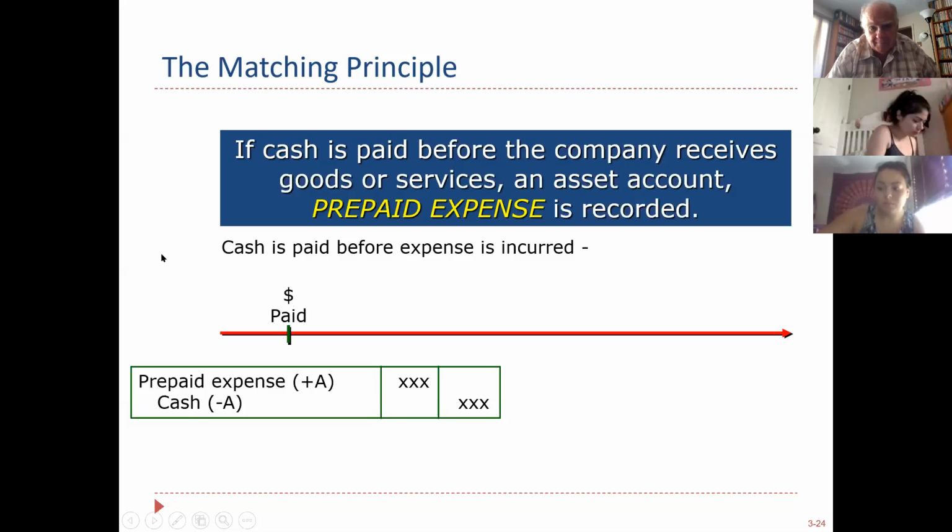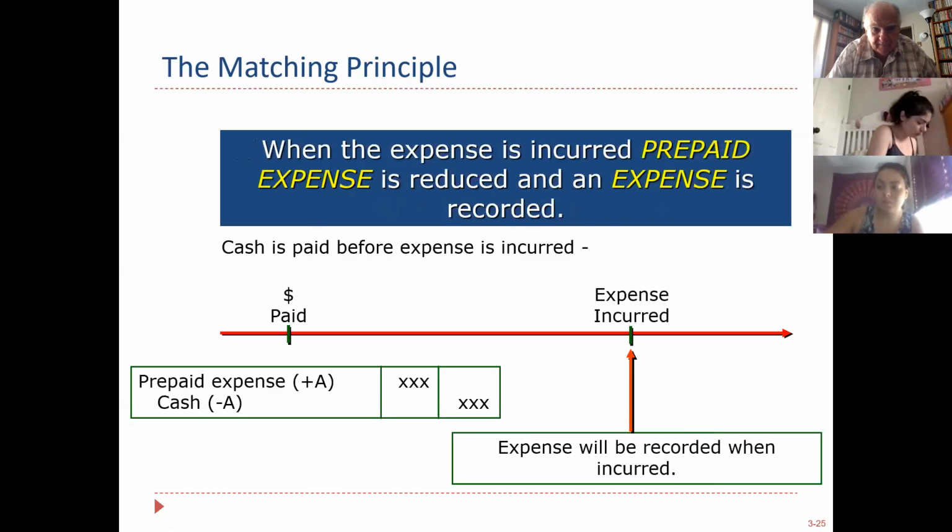And I am getting a little bit ahead with that, okay? When the expense is incurred, prepaid is reduced and expense is recorded. We had a policy for $12,000 in January. We're going to debit the expense and we're going to credit the prepaid. Prepaid, remember, prepaid expense is an asset, as confusing as that might seem. Prepaids are assets.